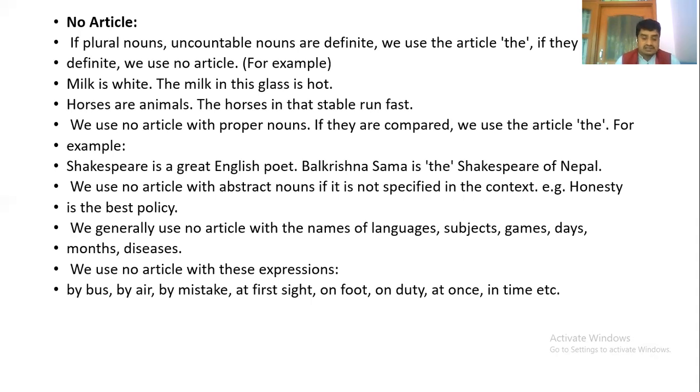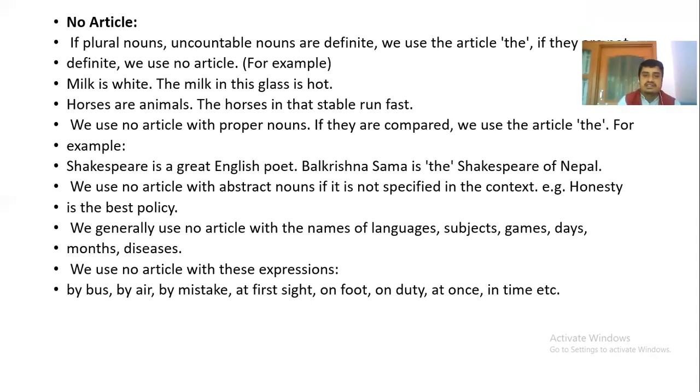Periods of 10 years: the 30s, the 60s, the 20s. In this way we have to use it. And let's talk about the no article. If plural nouns and uncountable nouns are definite, we use the article the. If they are not definite, we use no article.